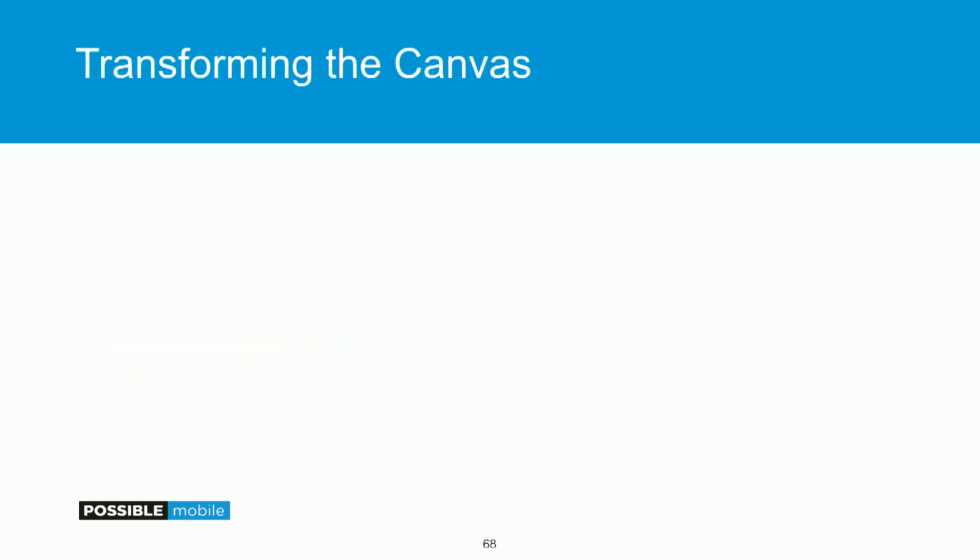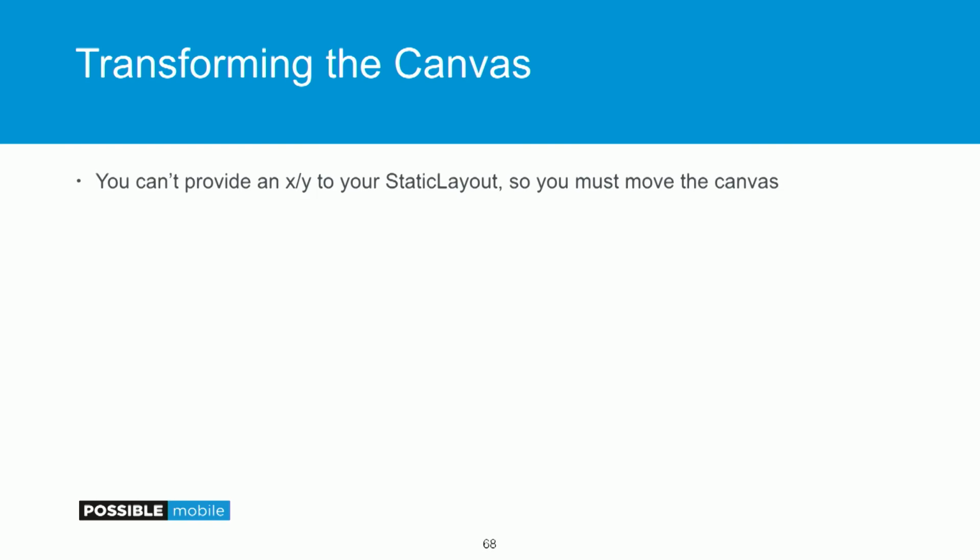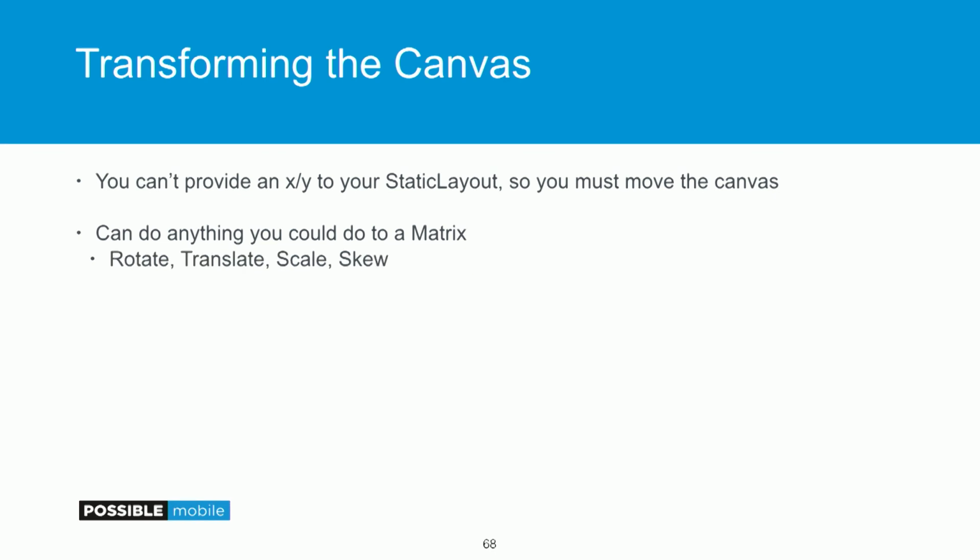A couple other notes on how to transform the canvas. So we talked about this. You need to move the canvas in order for your static layout to draw in the right spot. But we only did translate, but you can do a whole mess of stuff to this canvas. Basically, the way that you're actually transforming the canvas is by doing matrix calculations on it. So anything you can do to a matrix, you can do to this canvas. You can rotate it, translate it, scale, skew it. I highly recommend you play around with this. It's really fun to just mess with a canvas, draw some text on there, and then unmess with it and see what you get at the end.